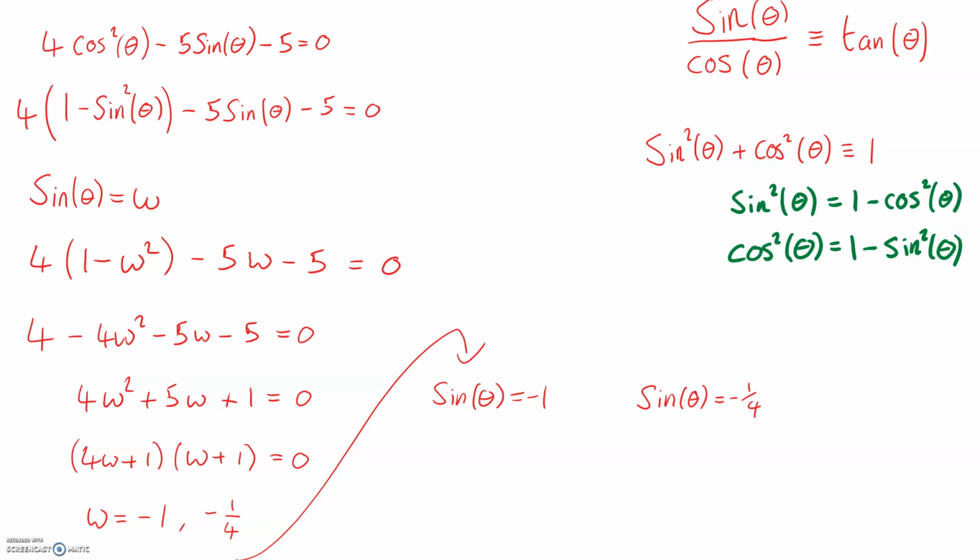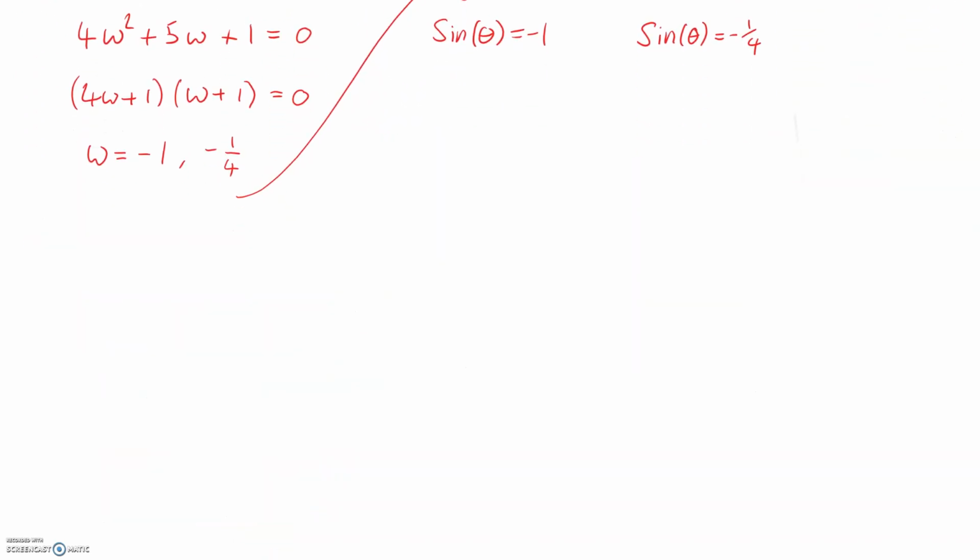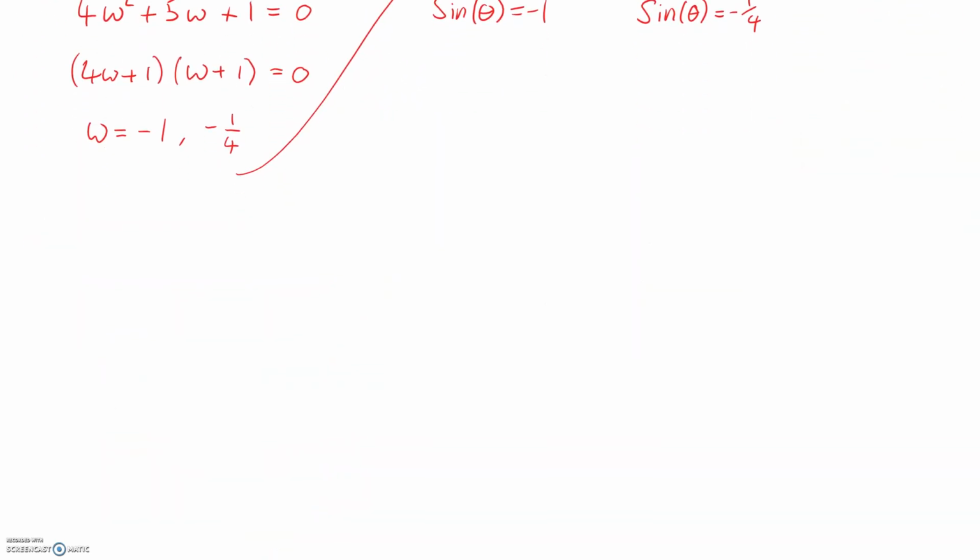Let's follow up with a second example involving the use of our other identity. Let's solve, and we'll do the full question this time, for theta between minus 180 and 180. And we'll solve 3 sine theta equals tan theta.